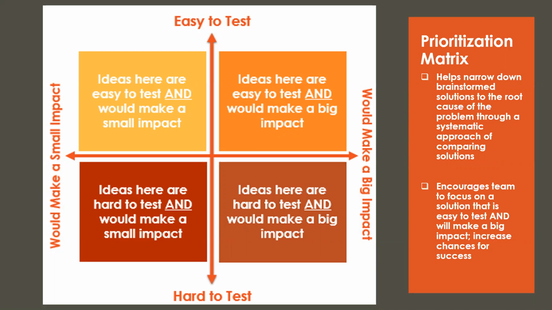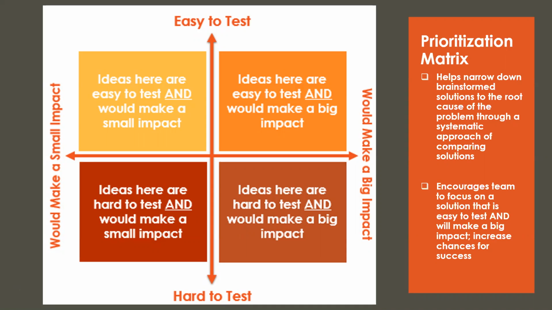So in the top right quadrant, that's where ideas or solutions that you've brainstormed that are easy to test and would make a big impact would be documented. For solutions that are easy to test but wouldn't make as big of an impact, would be a smaller impact, you would want to place those in the top left quadrant. In the bottom left quadrant, that's where solutions go that are hard to test and would make a small impact. And in the bottom right quadrant, that is where solutions would go that are hard to test and would make a big impact.